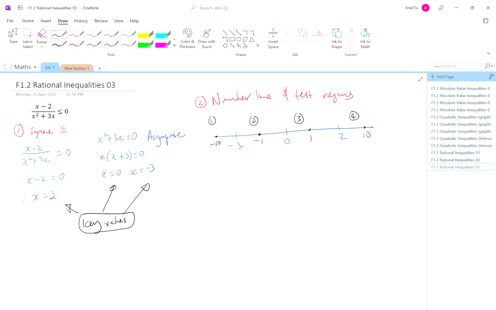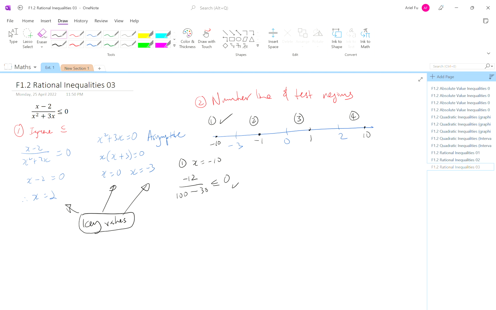So to test region number 1, I'm going to say if x = -10, then that means -10 minus 2 is -12, over (-10) squared is 100, plus 3 times -10, -30, so minus 30. Minus 30, is that less than or equal to 0? Yep, because we have a negative number over a positive number, so I do want that.